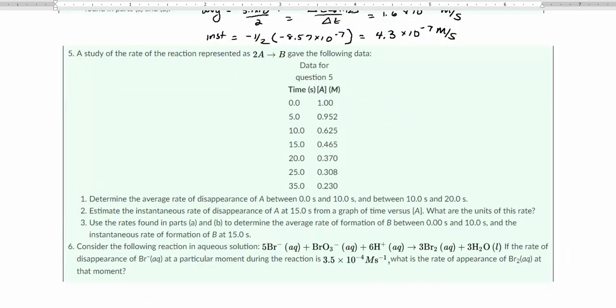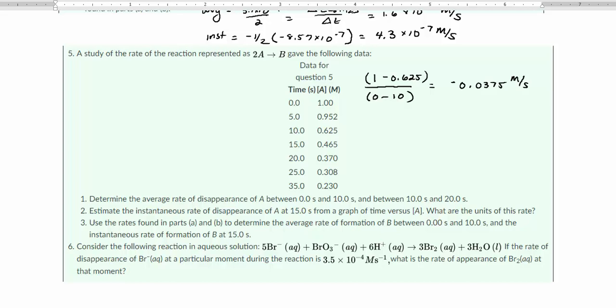Number 5, we have another graphing problem, so we get a little more practice here. So the first thing we're asked to do is to find the average rate of disappearance of A between 0 and 10. So the average rate, we're just going to find the difference between them. So here's my 0, here's my 10, and here's the data that goes with 0 and 10. And I find this slope, and this slope is going to be a negative 0.0375. The units are molarity per second.